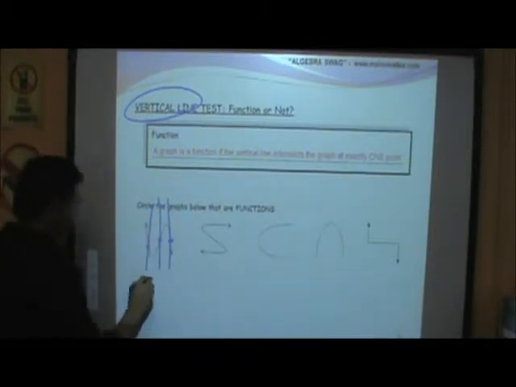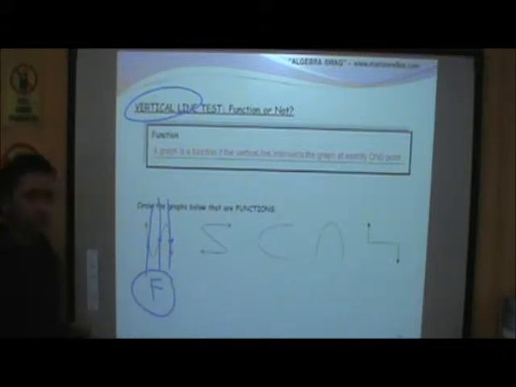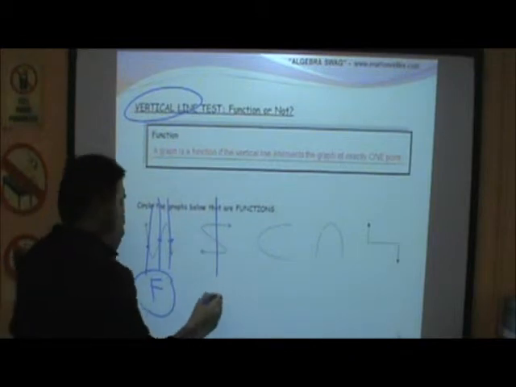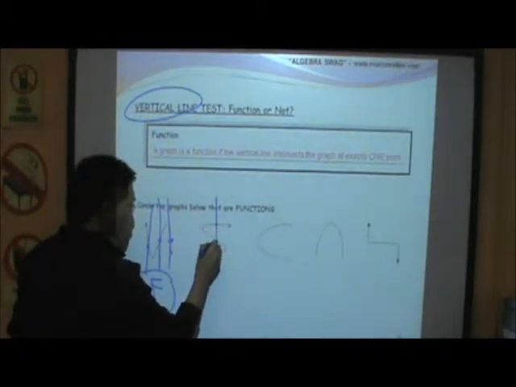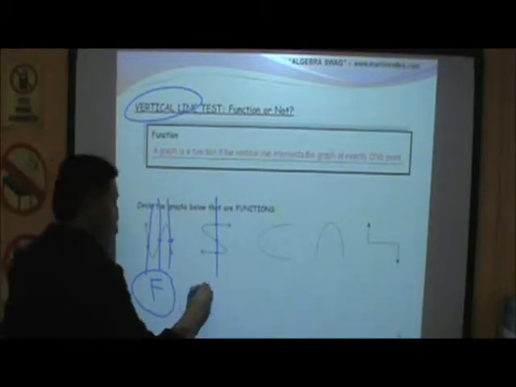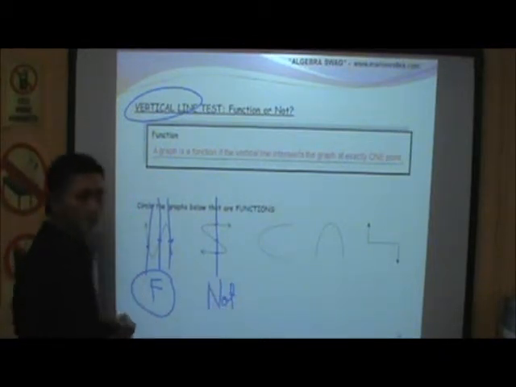That's why it is a function. Now how about this one? Oops. This vertical line is crossing the graph at 1, 2, 3. It's more than 1. So that's why it is not a function.